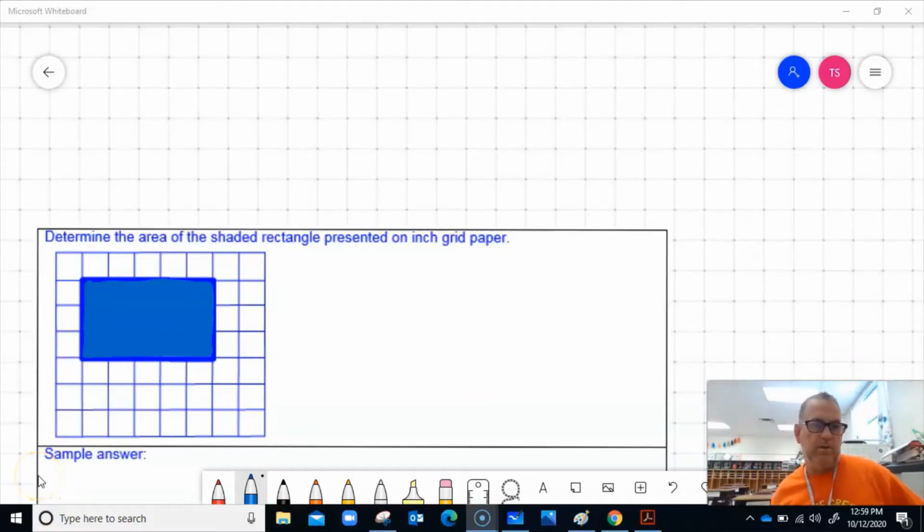Okay, let's go ahead and look at this problem right here. It says, determine the area of the shaded rectangle represented on the grid paper. And you'll see problems like this. They may say something like, Billy shaded in the area of his backyard on a piece of grid paper to find the area. Or Mr. Shoemaker shaded in the area of his back porch to calculate the area of his back porch.